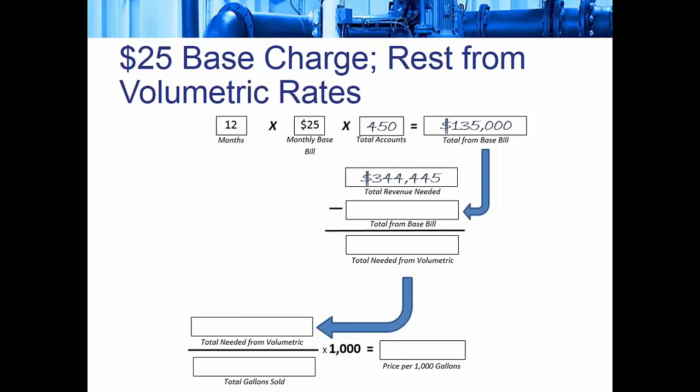All right, we know they need $344,445. So we subtract $135,000 from that. That gives us a balance of $209,445. That's what we need to generate from the volumetric charge, so the per 1,000 gallon charge. So we'll carry that number down to the bottom of the screen here, 209,445. Divide that by the 32.8 million gallons sold in the year, multiply it by 1,000, and we'll come out with a price per 1,000 gallons of $6.37. So in this case, customers would have a base bill every month of $25, and then they would pay $6.37 per 1,000 gallons.